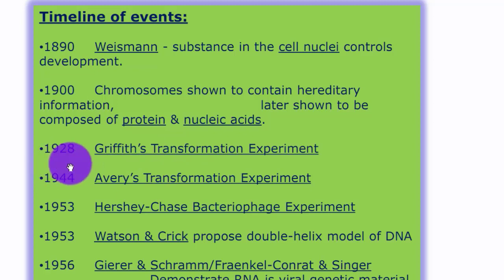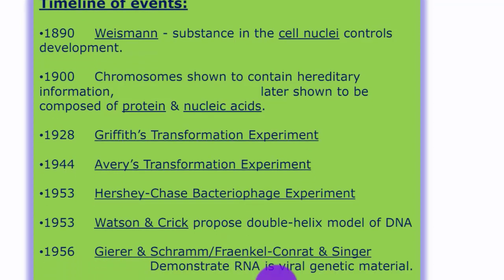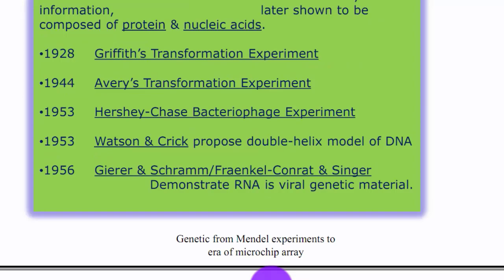In 1928, Griffith's transformation experiment. In 1944, Avery's transformation experiment. In 1952, Hershey-Chase bacteriophage experiment. In 1953, Watson and Crick proposed the double helix model of DNA. In 1956, Gierer and his colleague demonstrated RNA is the viral genetic material in tobacco mosaic virus.